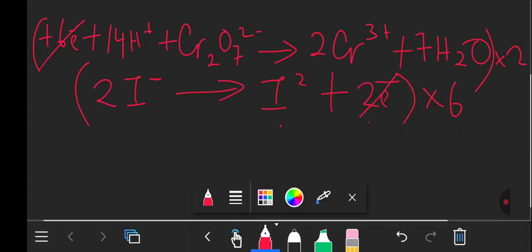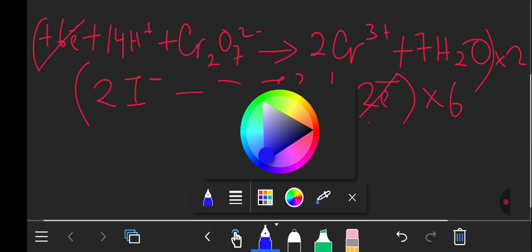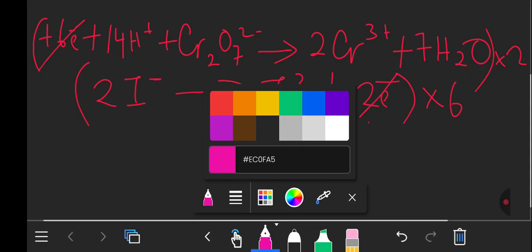Let me use a different ink. Okay, so let me use this ink.